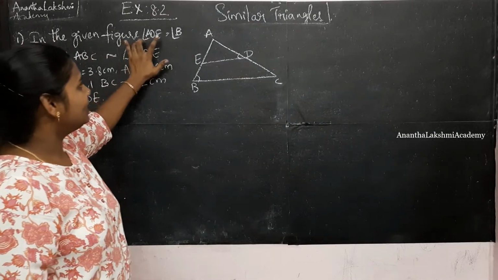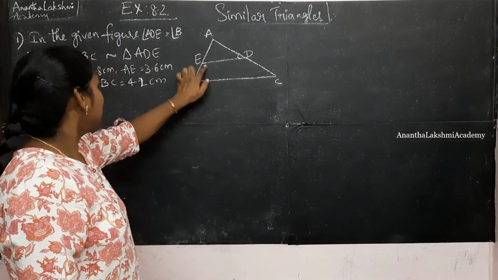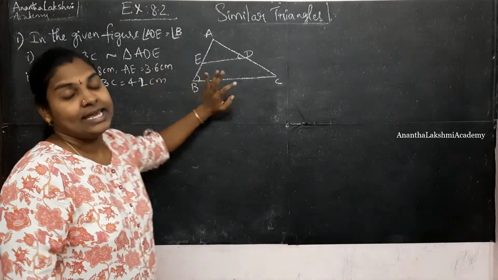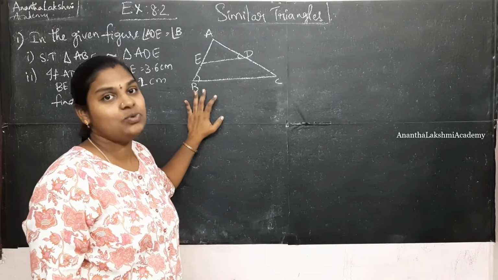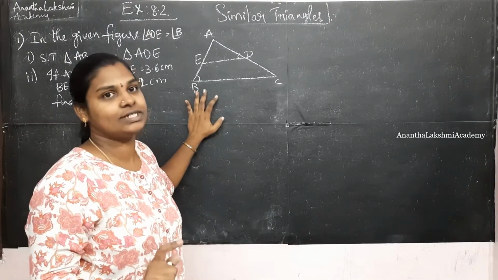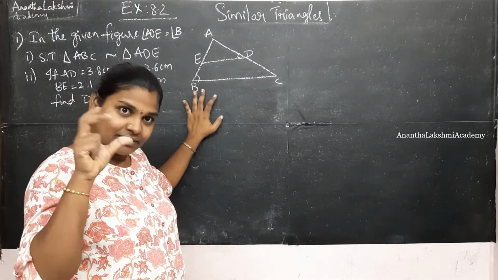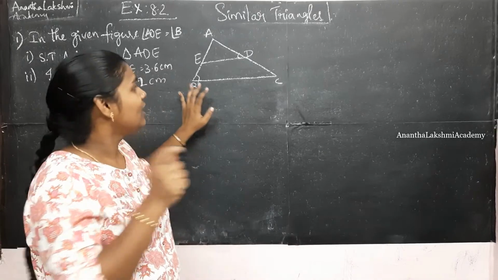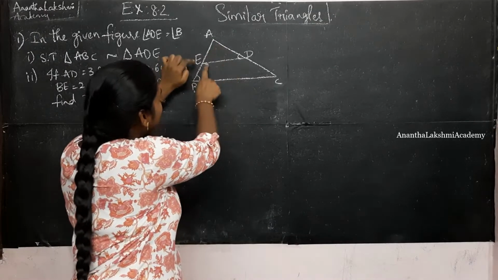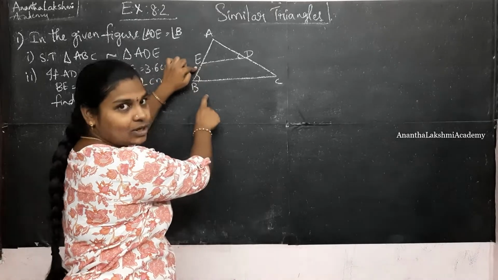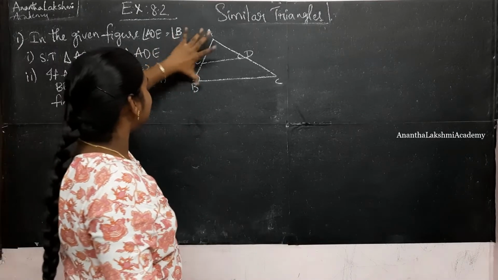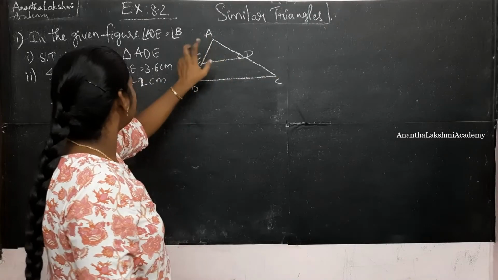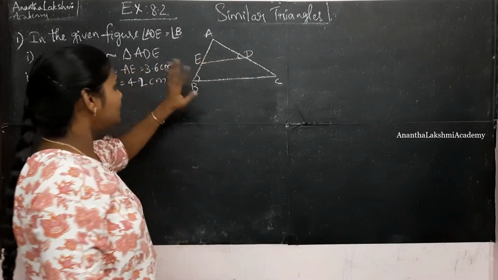In the given figure, angle ADE is equal to angle B. In the similar triangles chapter, it is highly recommended that you understand the question thoroughly first. Only then the respective theorems will strike your mind. Okay. Here angle ADE is equal to angle B. Alright. Then they are asking us to show the triangle ABC is similar to triangle ADE.